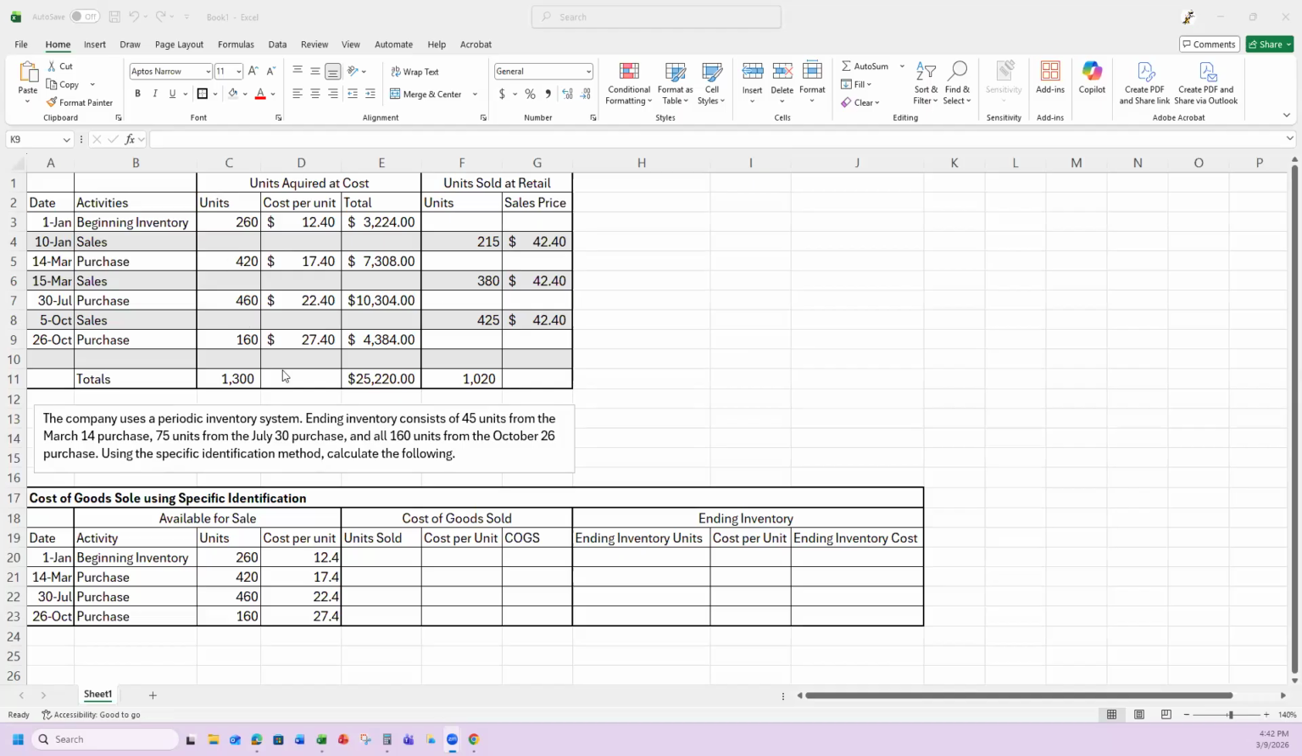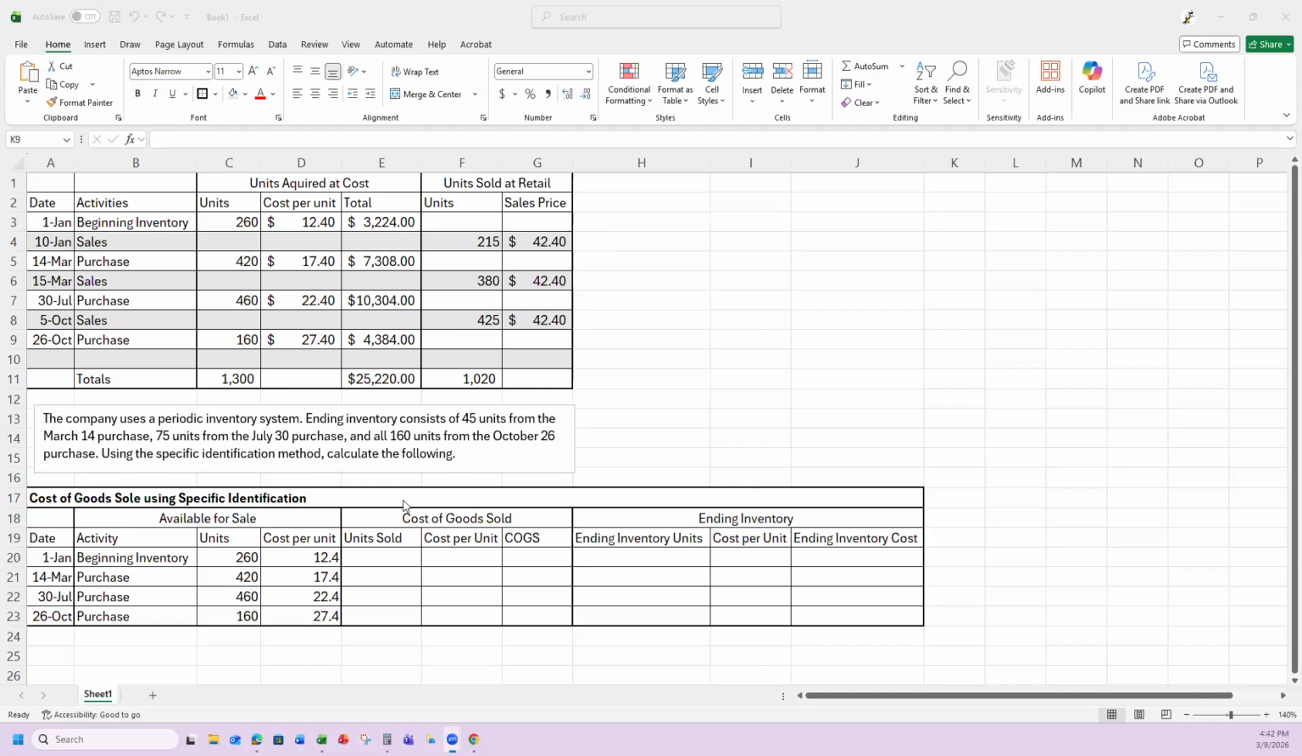So we have all of this information for a company. It shows us their activities for this year, and then it has some of the units that they acquired at their cost and some of the ones they sold at the retail price. And then it gives us this additional information. They use a periodic inventory system. Ending inventory consists of 45 units from the March 14th purchase, 75 units from the July 30th purchase, all 160 from the October 26th purchase. And then we're supposed to figure out the cost of goods sold and the ending inventory.